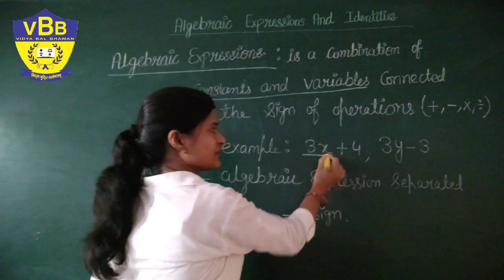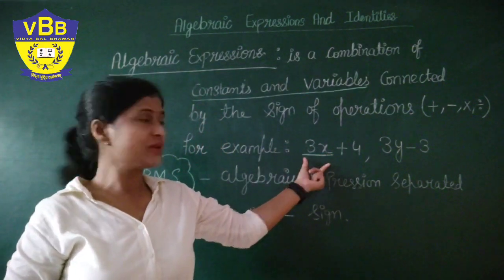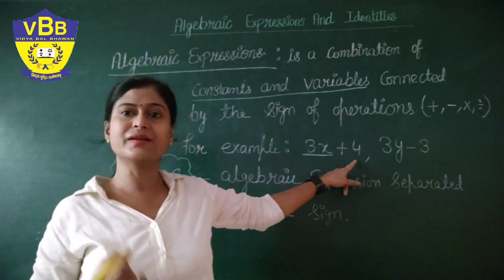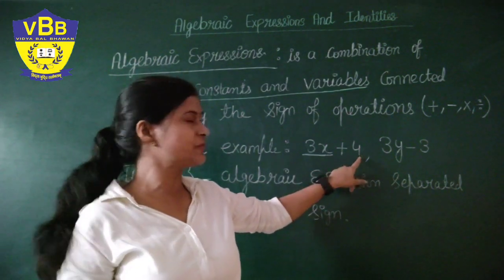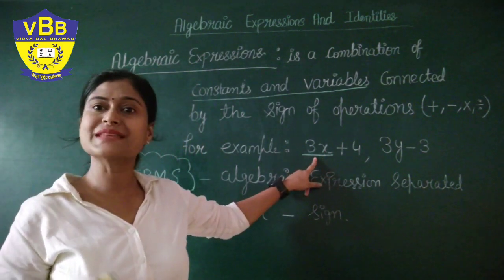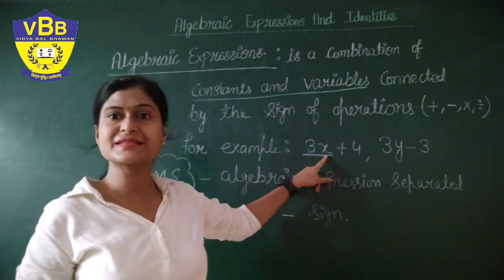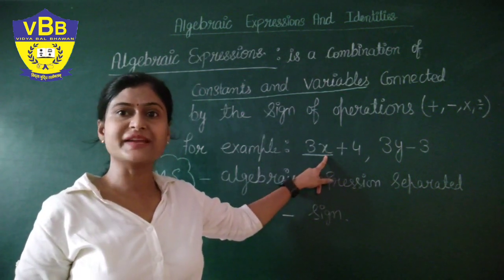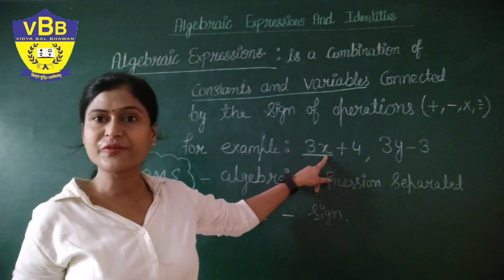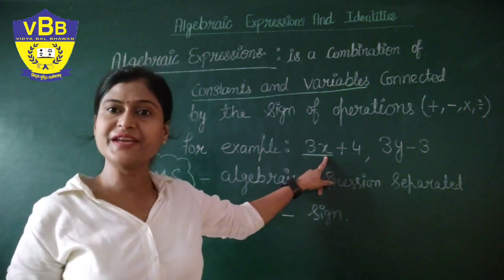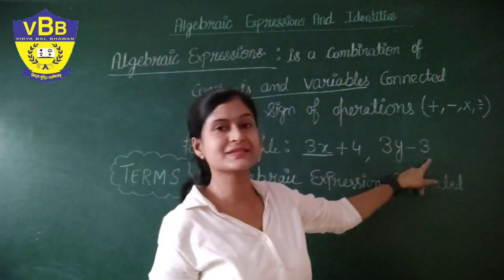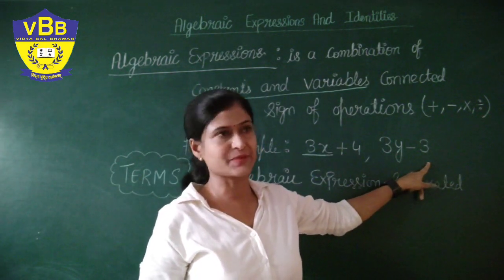When we are multiplying an alphabet with a number, it is also considered a variable. And the number is always called constant. Why are they constant? Because their value is fixed. And why are they called variables? Because somewhere we write x is equal to 0, sometimes x is equal to 1, 2, 3 and so on. So their value is not fixed. That's why variables vary their values. 3y minus 3 is another example of an algebraic expression.